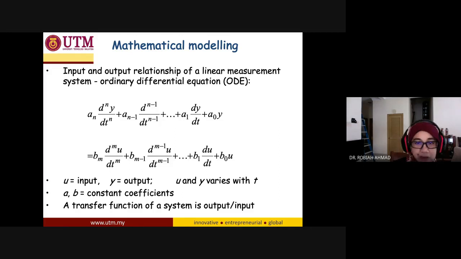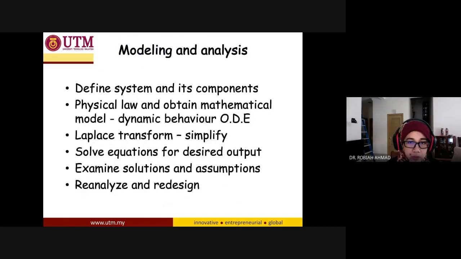Okay, so that is a mathematical model in general. Why do I have to touch it? We will see it later on in the slide. The most important things are the ODE, the input and the output, and the transfer function. So why do we do this? Why do we have to derive the mathematical equation of the system?